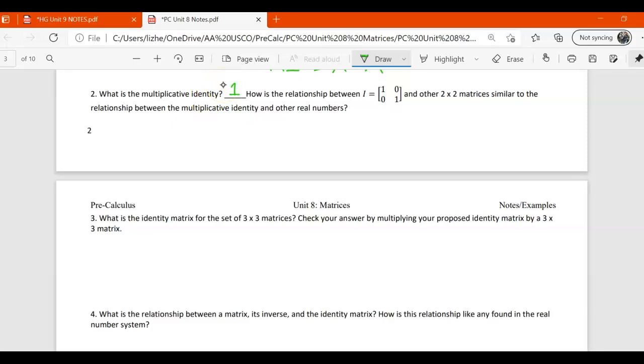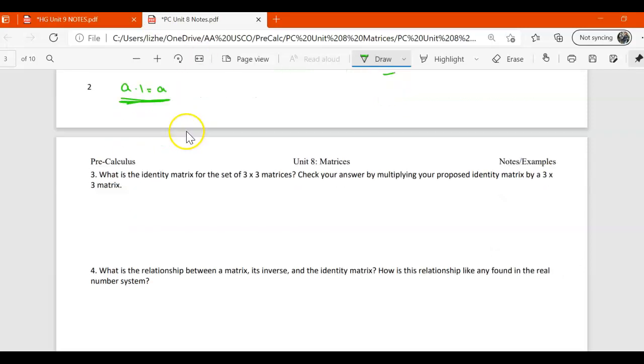Next, what is the multiplicative identity? 1. We talked about that. A times the number 1 is A. How is the relationship between the identity matrix and other 2 by 2 matrices similar to the relationship between the multiplicative identity and other real numbers? Well, when you multiply by 1, you get the original number. And when you multiply by the identity matrix, you will also get the original matrix.